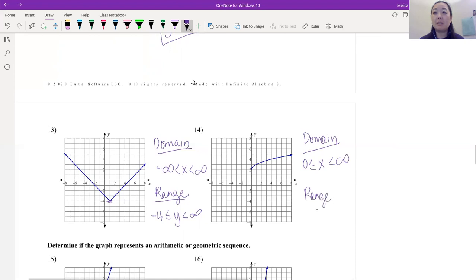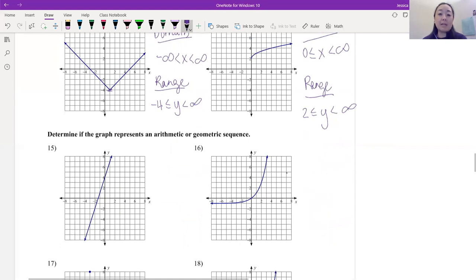Range is going to be, well, how low does it go? It goes as low as 2. Can it be 2? Oh, yeah. And then how high does it go? Infinity. Do you see how it's going more right than up, but it's still going up, which means it goes to infinity because it still goes up. All right, so that is domain and range.